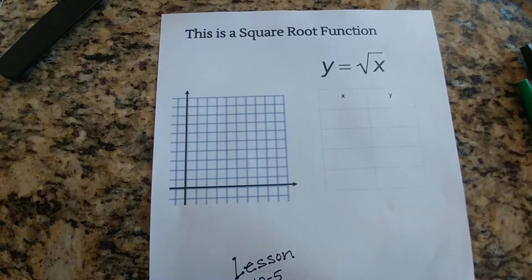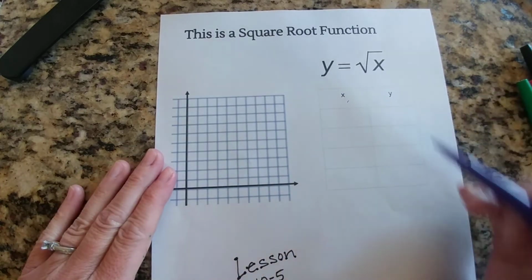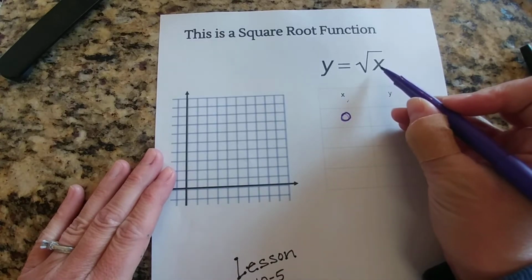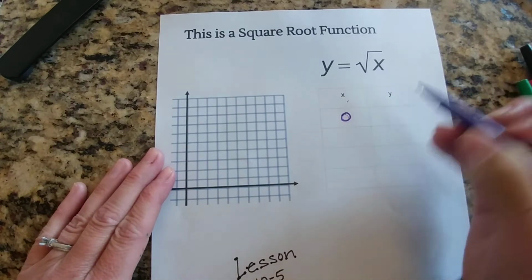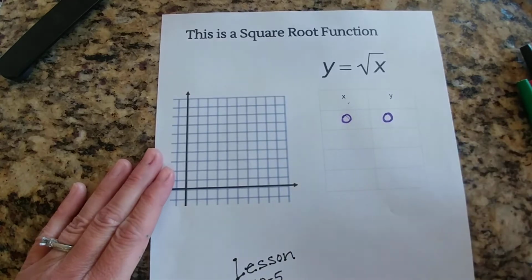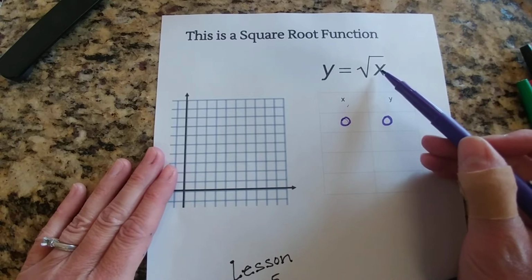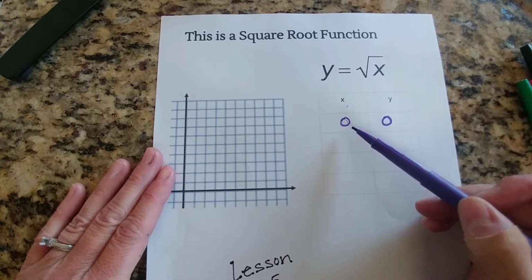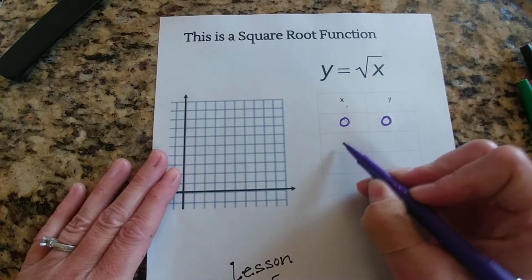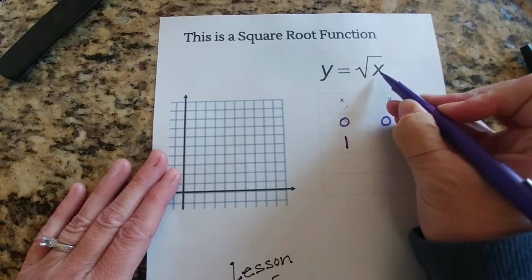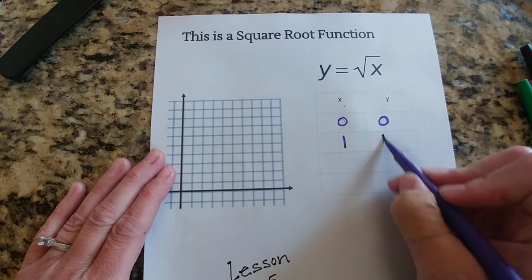So my first domain value, my first number I could plug in for x, could be 0. And if I plug in 0 for x, the square root of 0 is just 0. Then I want to think about what other number could I plug in for x that's bigger than 0, another positive number. Could I plug in 1 and take the square root of 1? Yes. If I plug in 1 for x, the square root of 1 is 1.